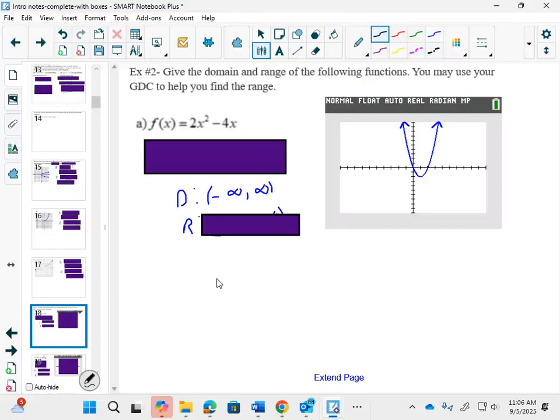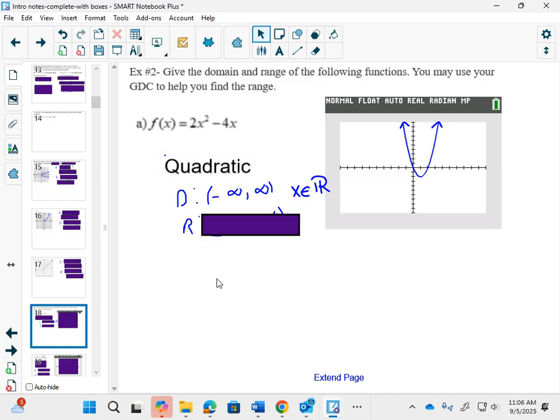And you can write it with round brackets as negative infinity to infinity, or you can write that x is an element of the real numbers. So that is a little bit of a review. But in order to figure out the range, it's a little bit more thinking to do.